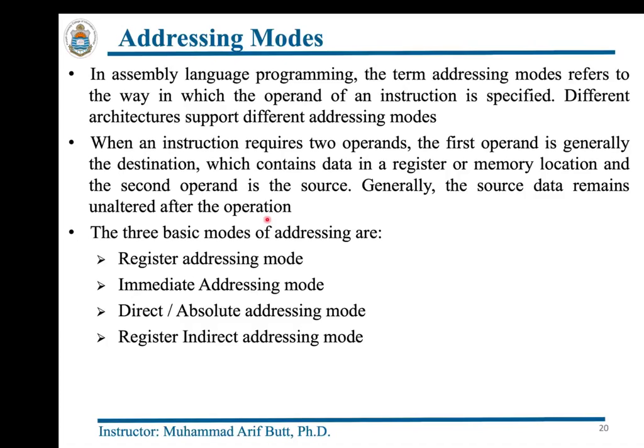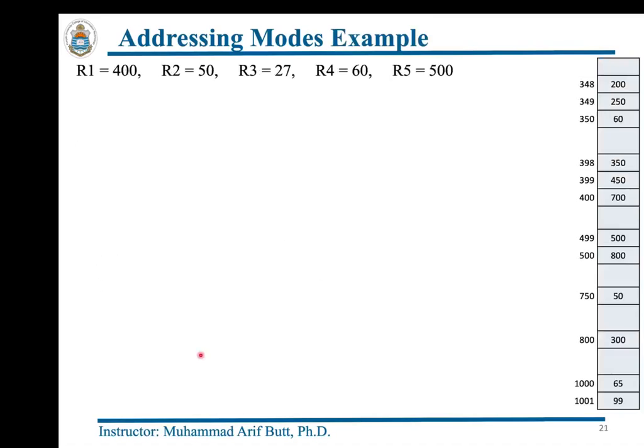Today I will talk about 3 or 4 basic modes of addressing, and these are the register addressing mode, immediate addressing mode, direct addressing mode, and register indirect addressing mode. Let's see an example of these addressing modes. Let's suppose this is a snapshot of the memory, different addresses and the contents located inside the memory at those addresses. And let us suppose that there are different registers, namely R1, R2, R3, R4 and R5, having different contents.